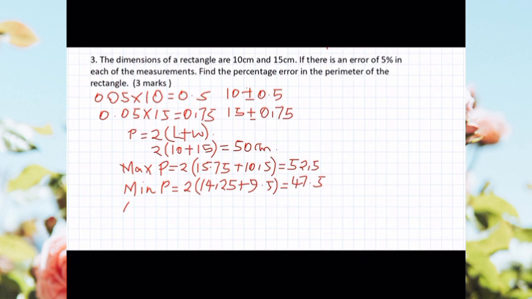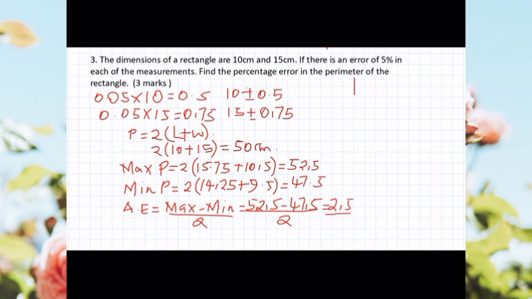So we work out the absolute error. So we know the absolute error is going to be the maximum, take away the minimum, and then we divide by 2. And hence, when we substitute here, we are going to have 52.5, we take away 47.5, and then we divide by 2. So that now we obtain our absolute error as 2.5.